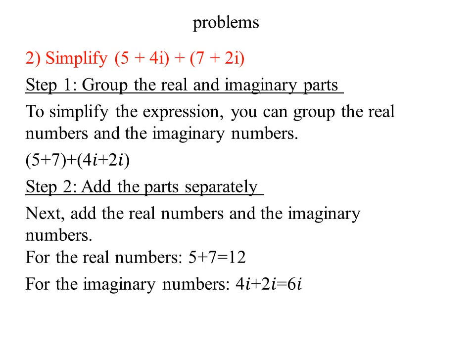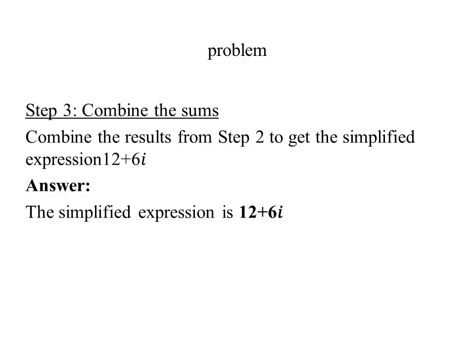For the real part, 5 plus 7 is equal to 12. For imaginary part, 4i plus 2i is equal to 6i. After that, we combine the sums. Combine the results from step 2 to get the simplified expression, that is 12 plus 6i.